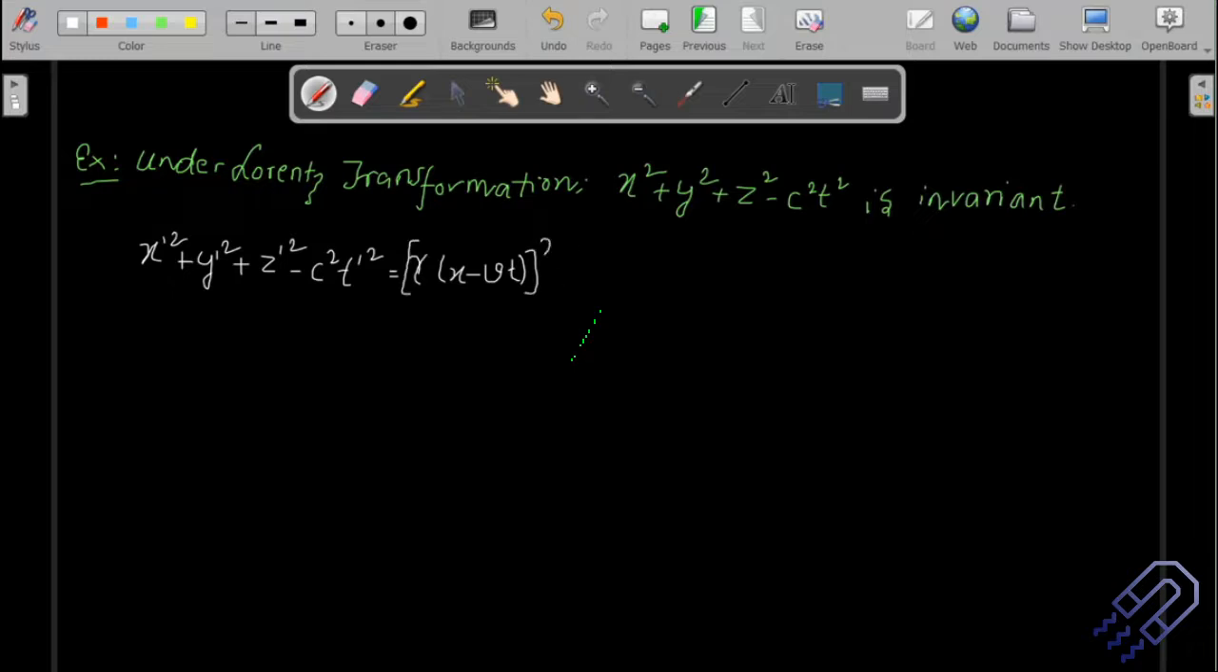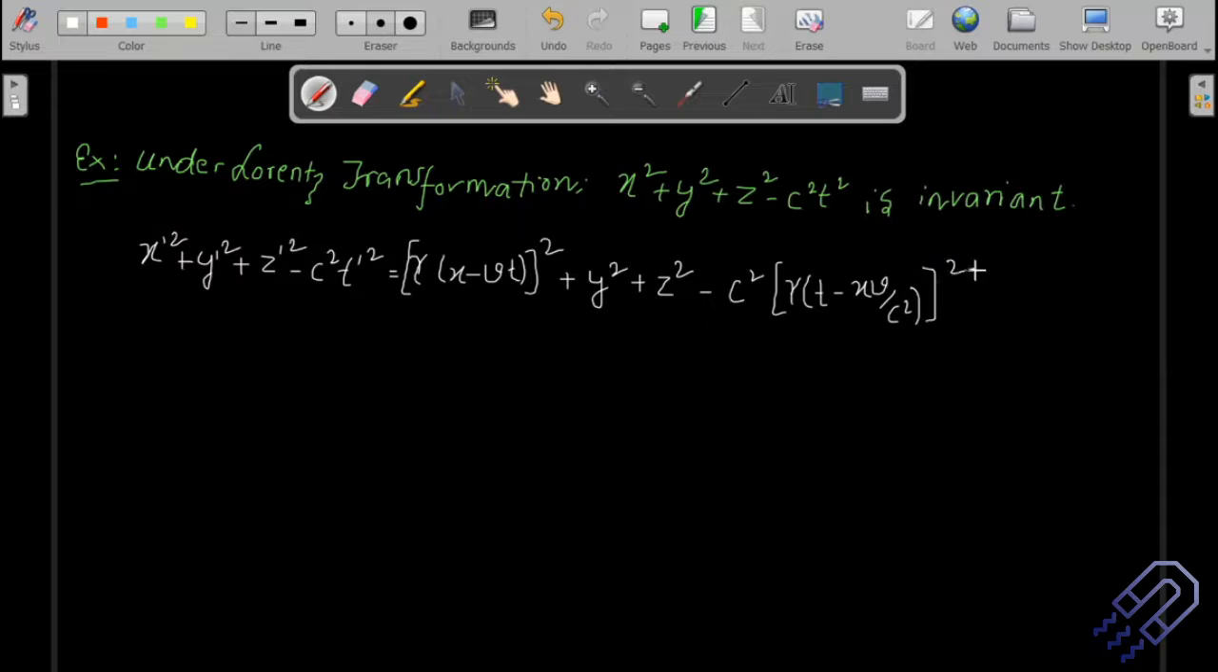Square. We have seen this in the last slide already. y prime and y are the same, so I'll keep it as y square, and z prime and z are the same, so I'll keep it as z square. Minus c square, and then we have the t prime square. t prime is gamma into t minus xv divided by c square. This is something we have already done, so I will keep it like this.